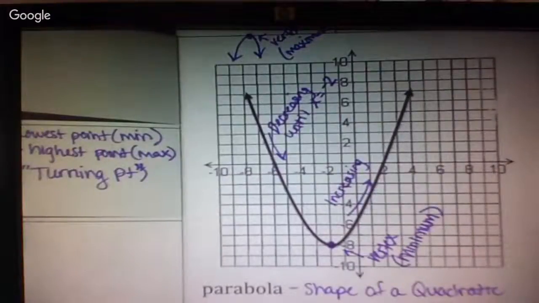So it decreases from negative infinity up to -2 because it's going to come down, down, down, and then at -2, it's going to switch and start going up, up, up to positive infinity. Why would you say x equals -2 instead of y equals -8? Because you read the graph from left to right, which axis goes from left to right? That's why it's going to be x is -2. Questions on vertex?